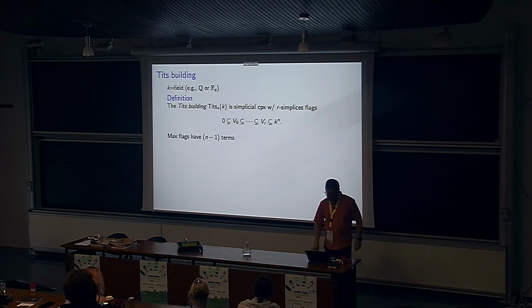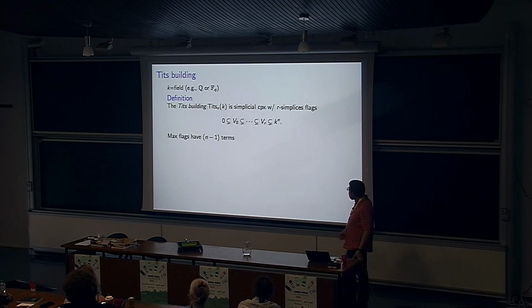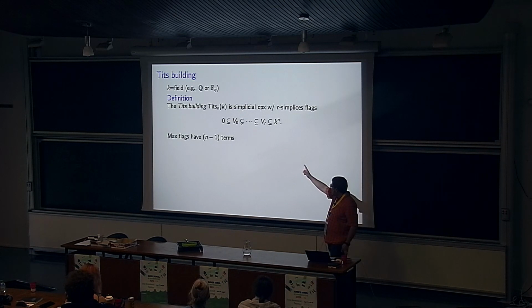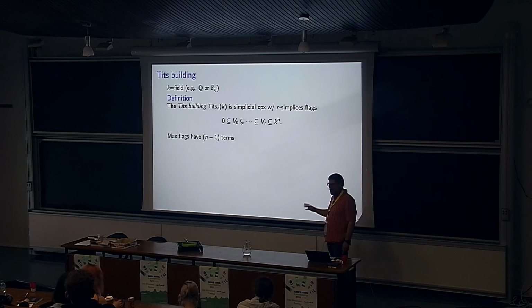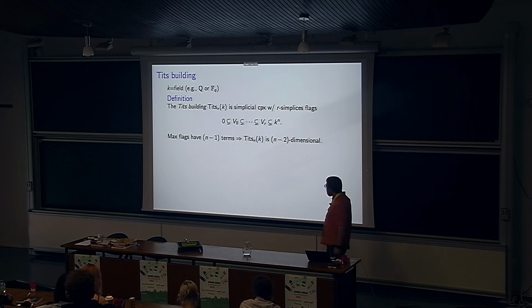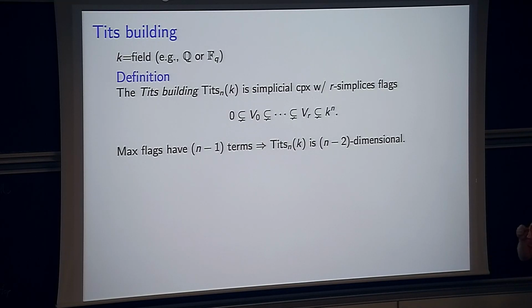So here are some basic remarks. The maximal flags have n-1 terms, and the reason is we do not allow 0. We don't allow the 0 subspace, and we don't allow the total subspace K^n. So everything has dimension between 1 and n-1, and therefore they have n-1 terms. But remember, because we're doing topology, a single thing is a 0-simplex. There's a shift by 1. So this is really an n-2 dimensional simplicial complex.